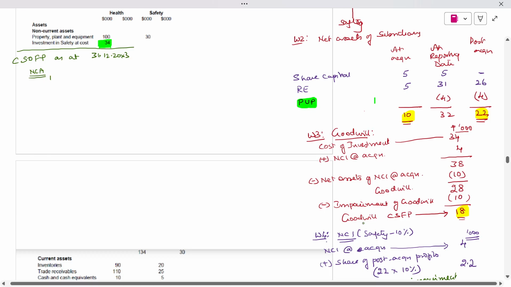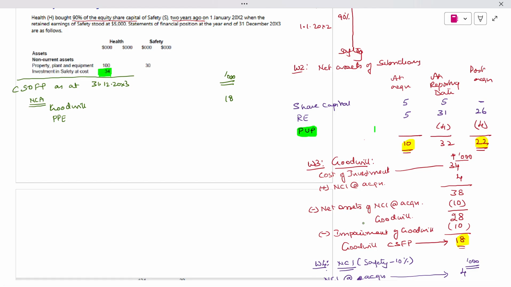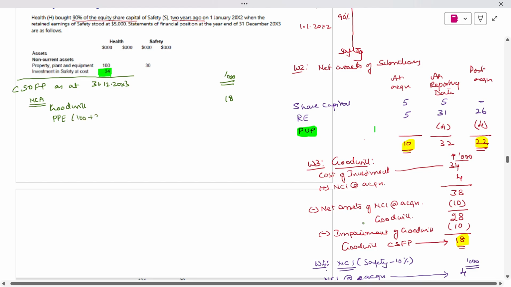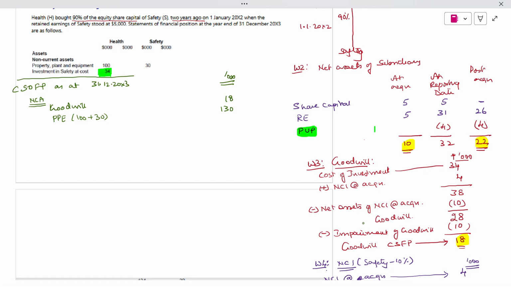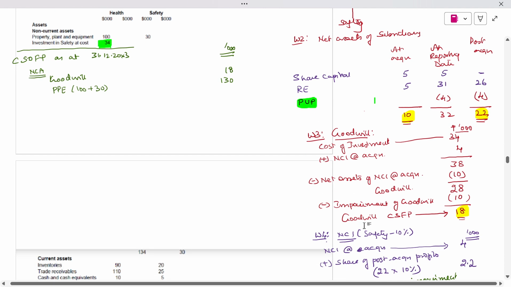In non-current assets, what will we write? The first one is goodwill. How much is the goodwill? 18. Then property, plant and equipment. How much is the property, plant and equipment? 100 plus 30. Why will you miss the subsidiary? You have to take the subsidiary. 100 plus 30. Are you clear about this?